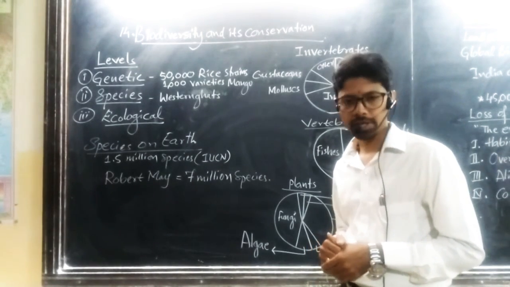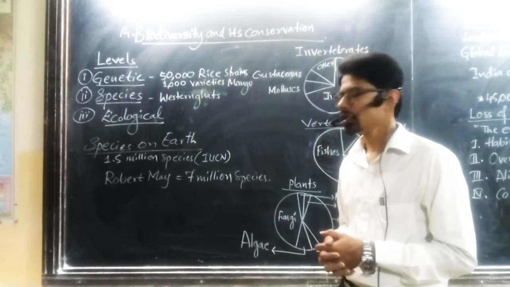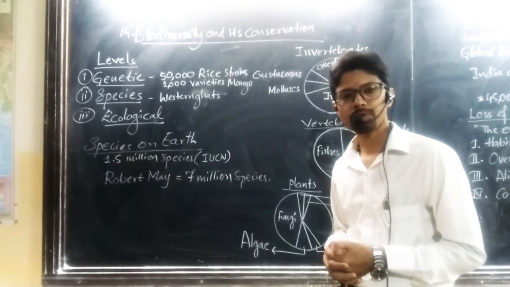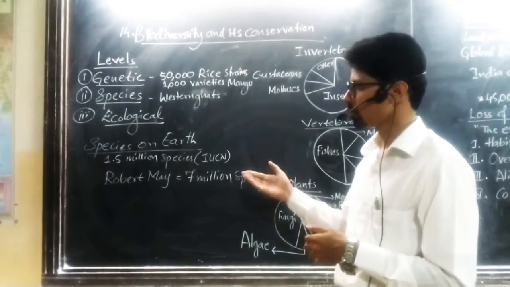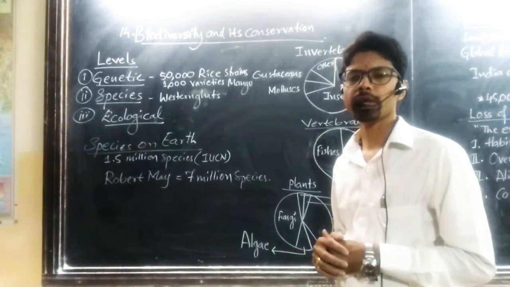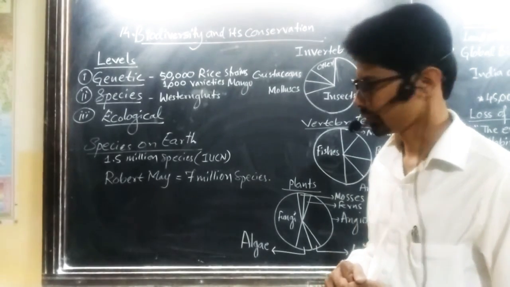According to Robert May, one of the greatest environmentalists, around 7 billion species are available on this planet, out of which we have only identified around 1.5 million species.